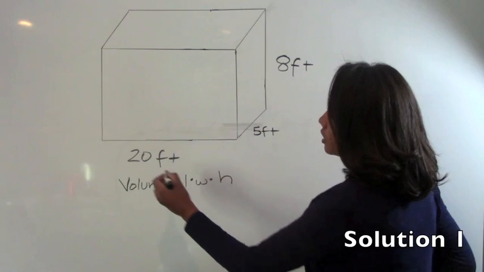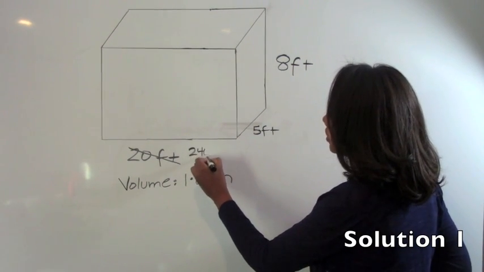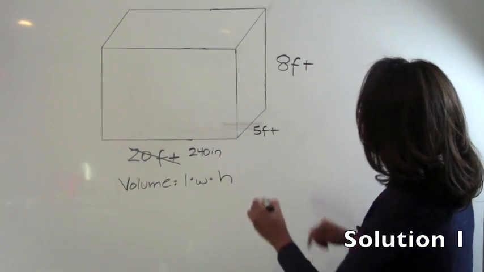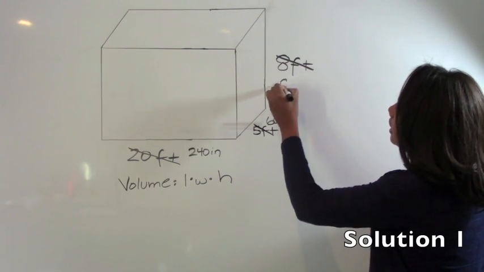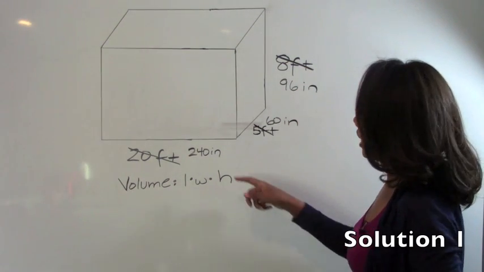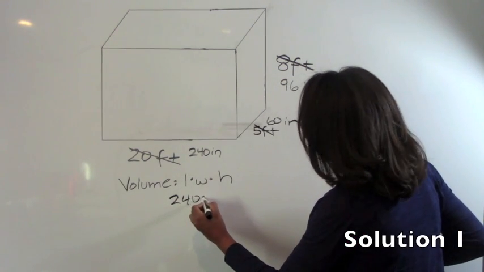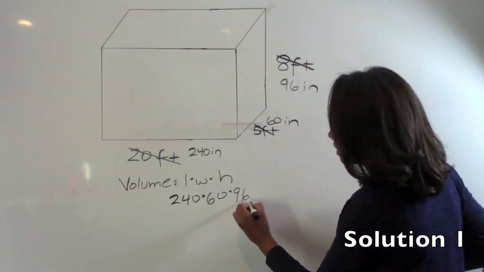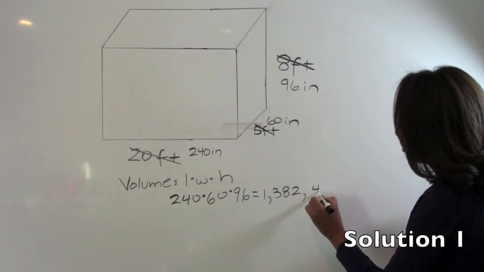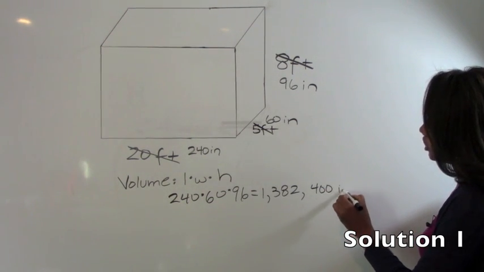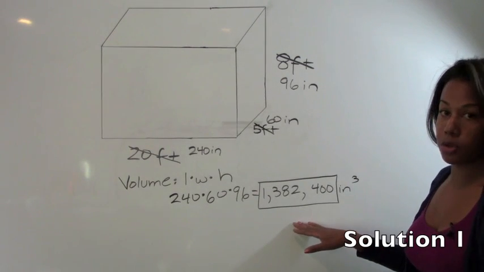So 20 feet, 20 times 12 is 240. So 20 feet is 240 inches. 5 feet is 60 inches. And then 8 feet is 96 inches. And then you can just go ahead and multiply 240 by 60 by 96. You definitely need a calculator for this one. You get 1,382,400 cubic inches. And since it's in cubic inches, this is all you need to type into the solution box.